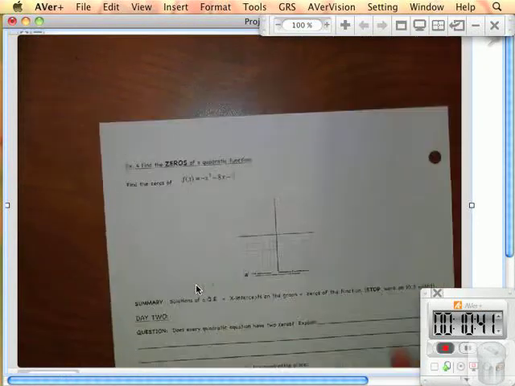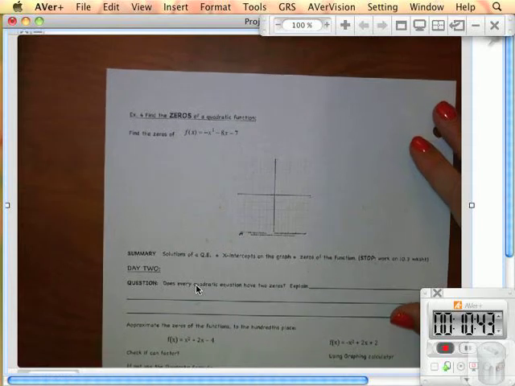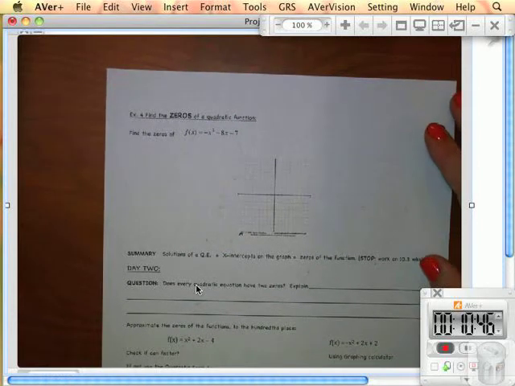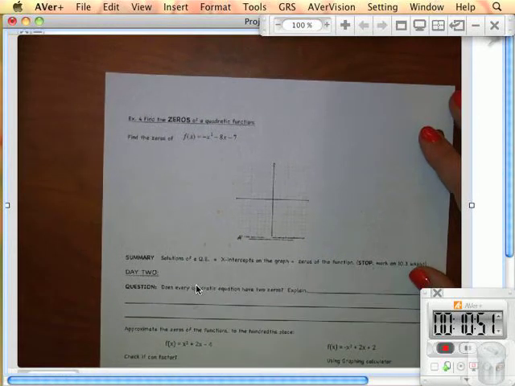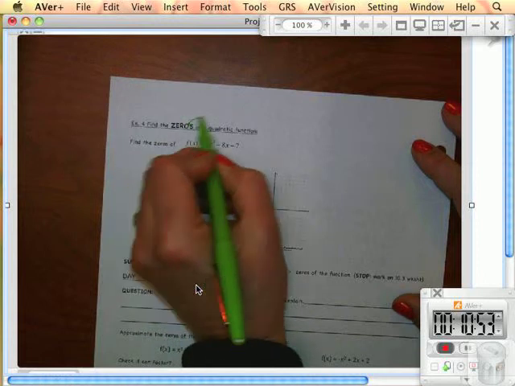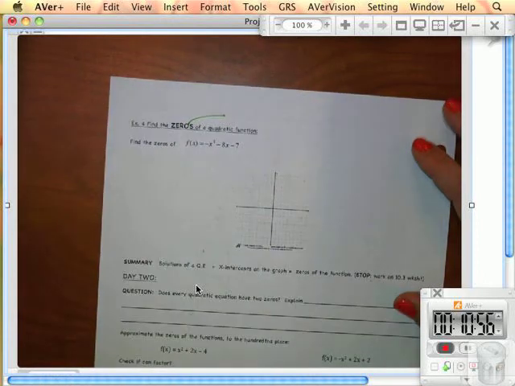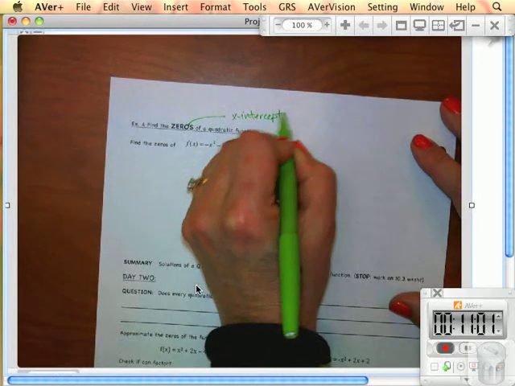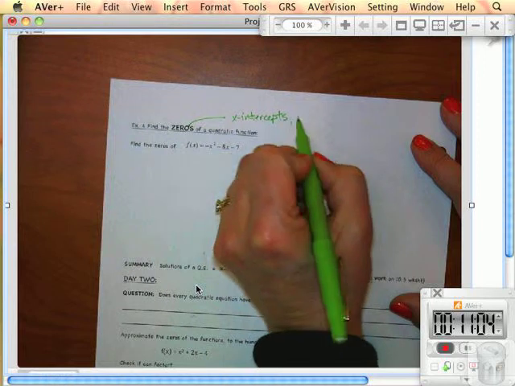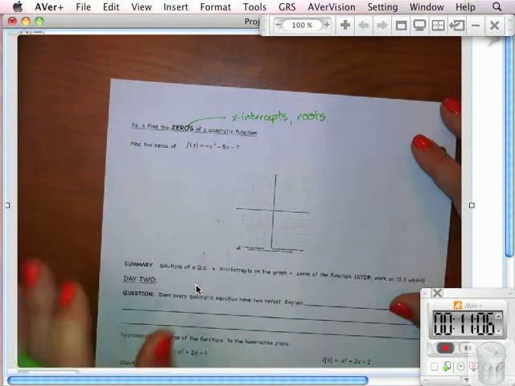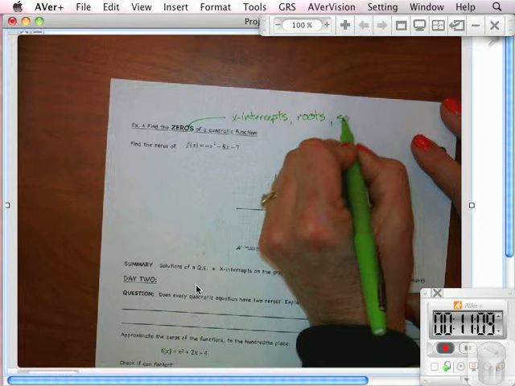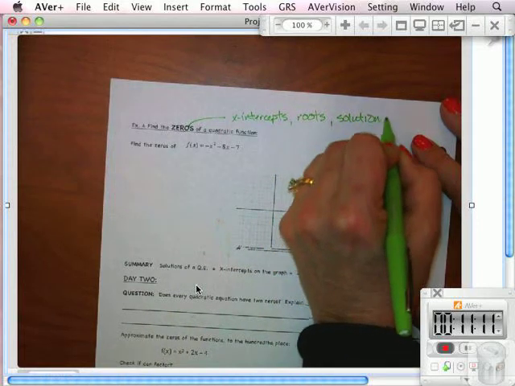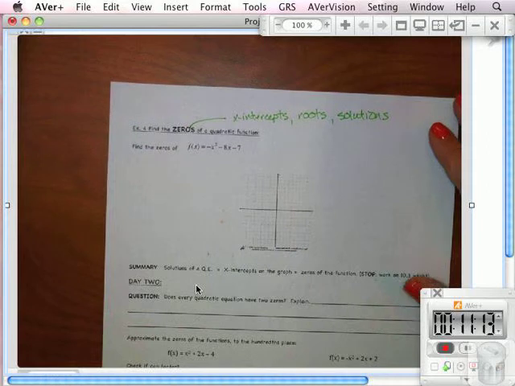Okay, backside, here we go. Example 4, find the zeros. The zeros aren't any different. It's just another word for what we've been doing. Zeros means x-intercepts. It also means find the roots. It's the same thing. Or find the solutions. All of that means the same thing. You'll see all of them.